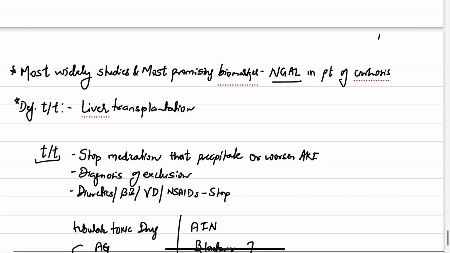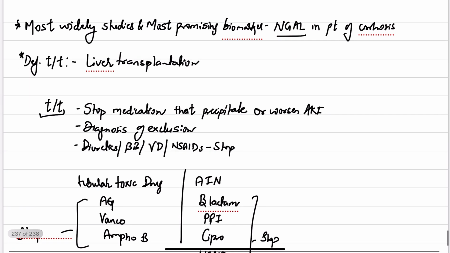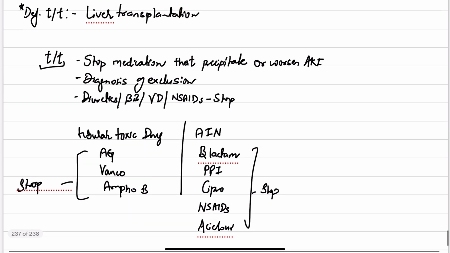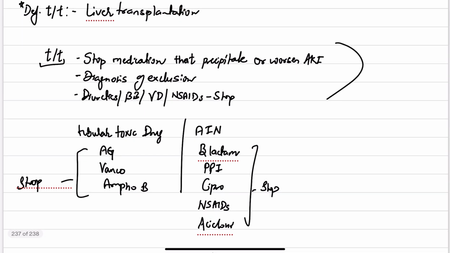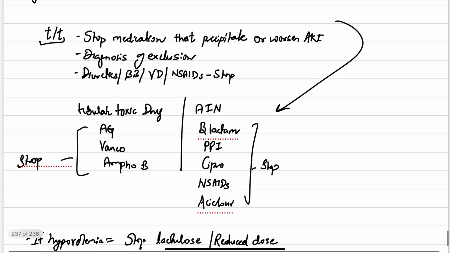Now, the most widely studied and most promising biomarker used in a patient of cirrhosis for AKI, HRS, is NGAL. The definitive treatment is liver transplantation. You have to stop the medication that precipitates or worsens the AKI, such as drugs that cause tubular toxicity and drugs that lead to acute interstitial nephritis. Here, HRS is a diagnosis of exclusion. Remember this. You have to stop the diuretics, especially beta blockers, vasodilators, and NSAIDs.